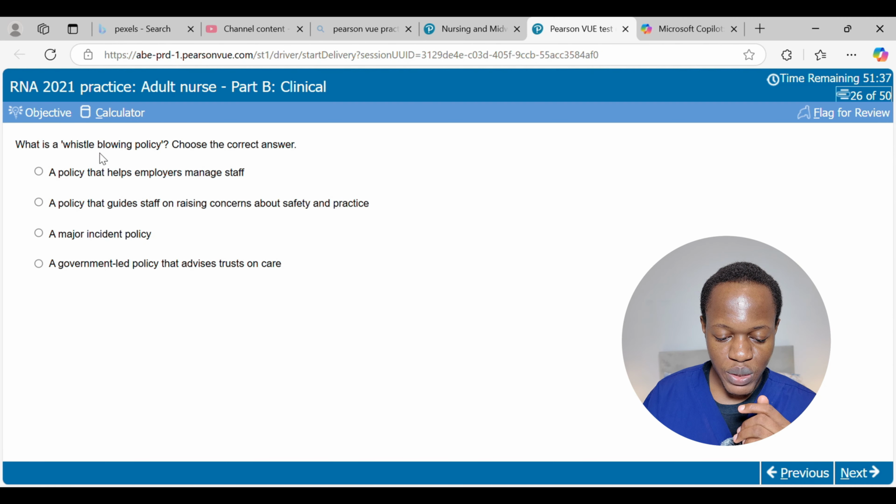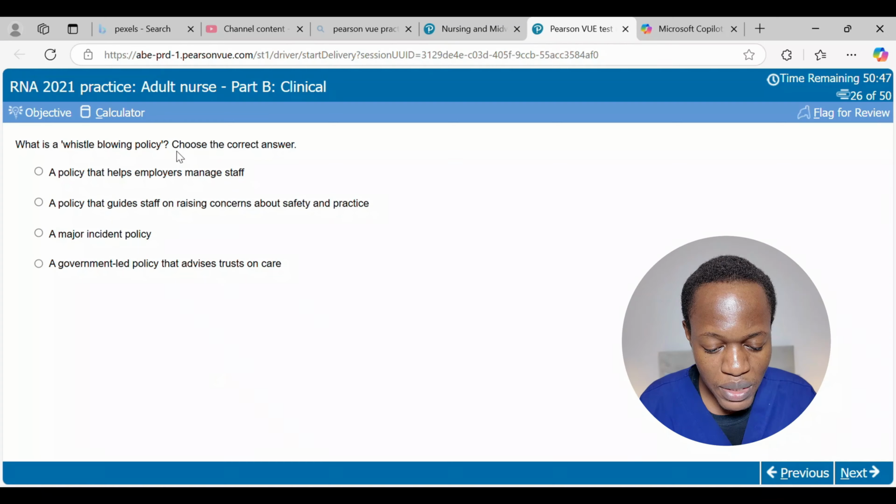What is a whistleblowing policy? So whistleblowing is like, maybe I work for a company now, and that company sometimes does terrible things, things that are not legal, especially towards patient care. Maybe people are beating residents or patients, and of course I know that this is not right, but I can't really say because I'm a worker here and I don't want to lose my job and I just want to protect myself. So the act of me finding a way to get this information out is whistleblowing.